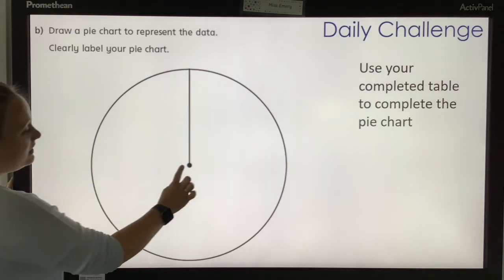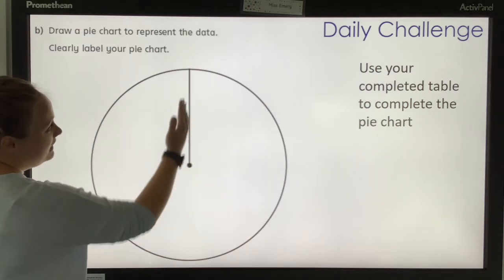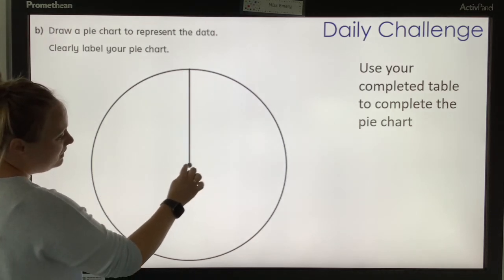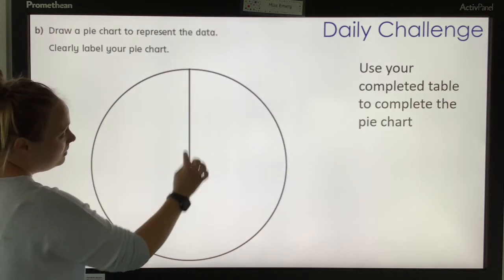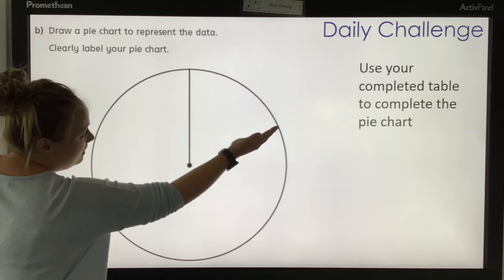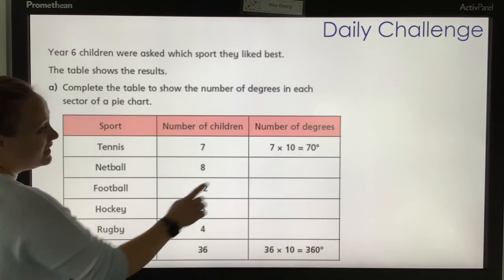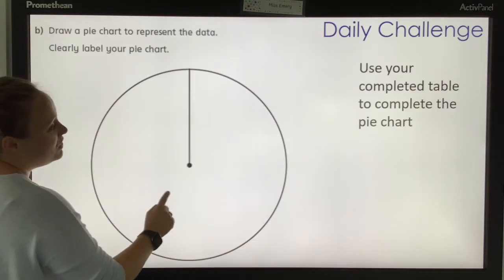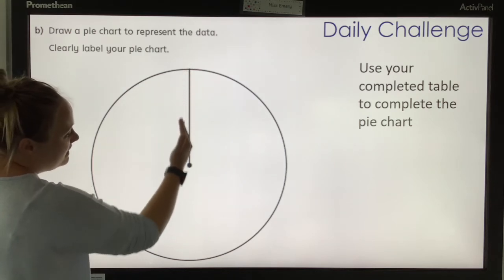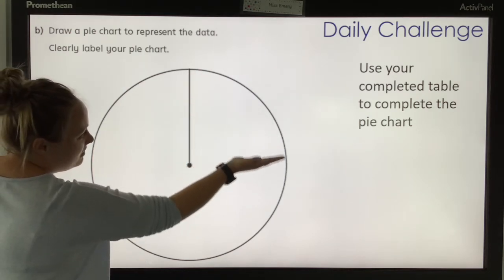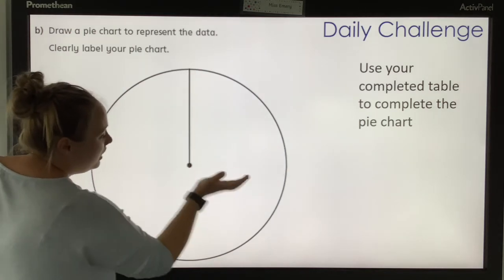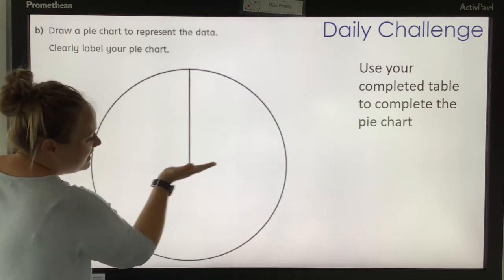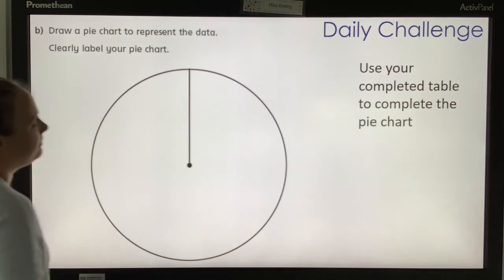So the centre line's been done for you. You'd need to lay your protractor so that the middle of the protractor lines up with the middle of your circle, and then measure the amount of degrees you get for your first number. And if you look, it's actually been done for you. So you've got 70 degrees, so you lay your protractor along the 0 line and measure 70 degrees around the outside. Draw your line on, put your protractor along the line for 0 and measure the next one.